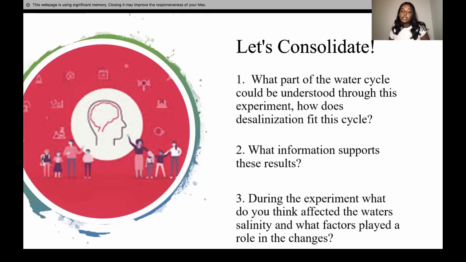So during the experiment, what do you think affected the water salinity? So the water's salinity was affected by obviously heat and temperature. We've talked about it. We know that's what affects this water cycle at most. So temperature plays a huge part in how saline or how much salinity is in the water. So during the evaporation of the water in the large pot, the water there is evaporating and it's not essentially going to stay there, and the salinity of that water is going to decrease while increasing the salinity of the water in the cup, right?